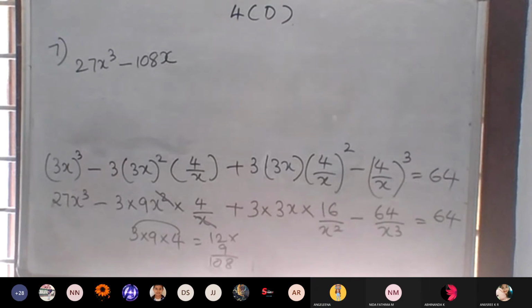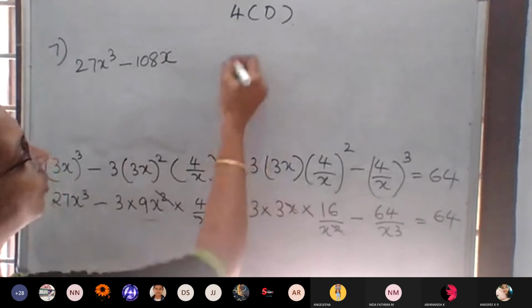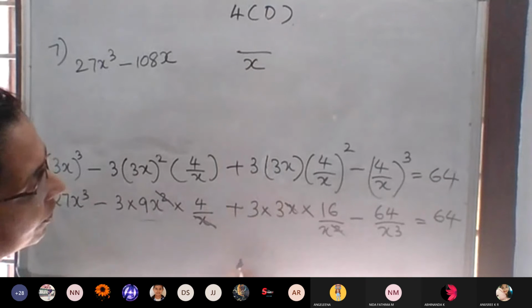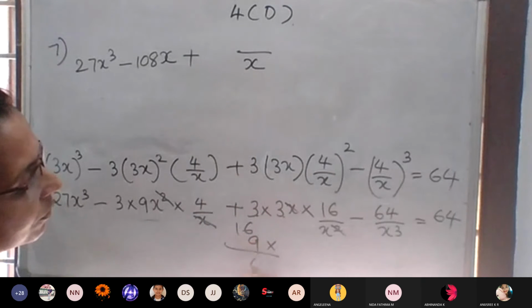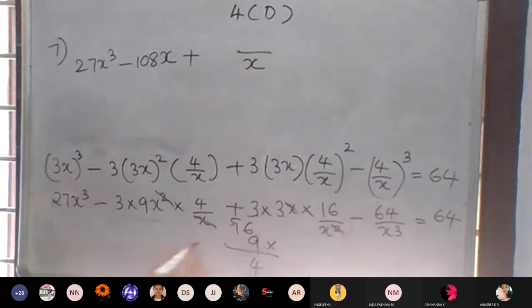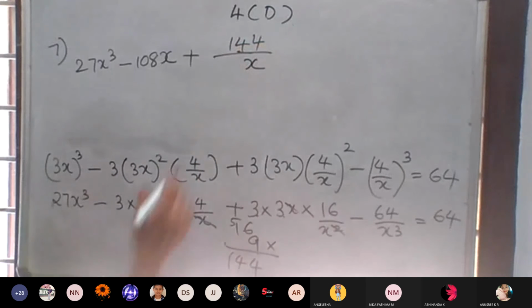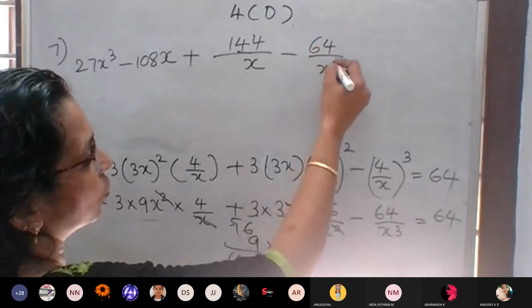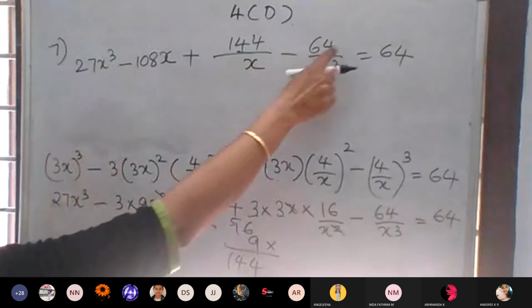108. Then next, 144 divided by x. So x we can cancel. So denominator x will be there. Then 3 into 3, 9 positive. 9 into 16, 144. So 144 by x, minus 64 by x cube is equal to 64. Up to this, okay. We have to find out 27x cube minus 64 by x cube.